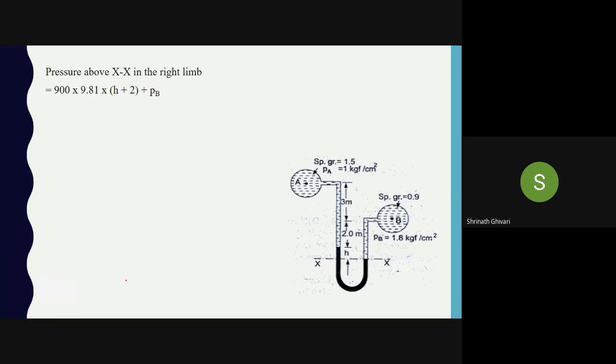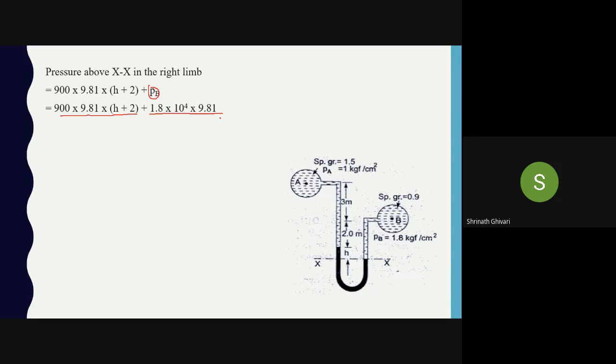Okay. Next. Now I have simplified it. 900 into 9.81 into H plus 2. What is the pressure at B? 1.8 into 10 to 4 into 9.81. So I have got both the left limb and the right limb. What do I have to do now?